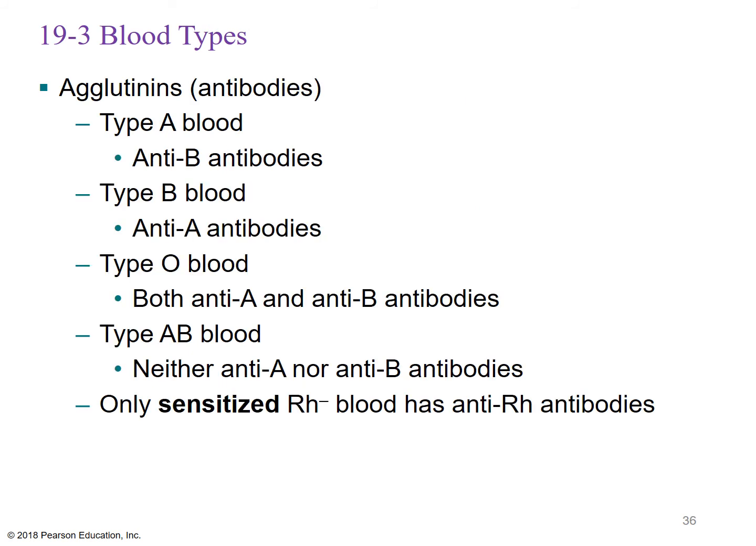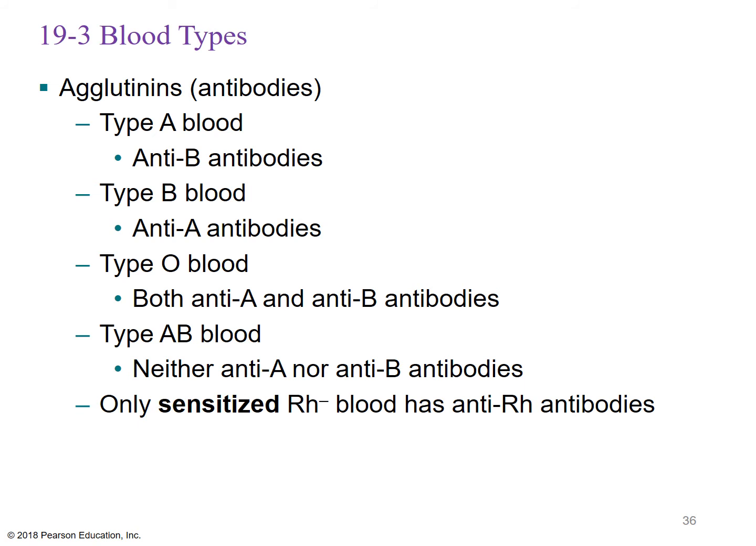So, because the agglutinins are antibodies, that means that type A blood in its plasma is going to have anti-B antibodies. It's going to say, do not give me any B blood. I don't like B. I am anti-B. Okay? Type B is, of course, going to say, don't give me any A blood. I do not like A. I am anti-A.